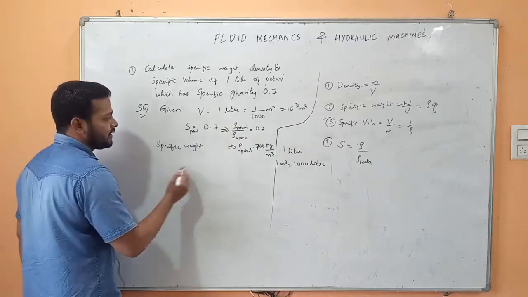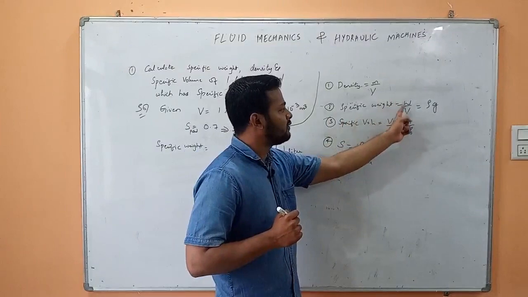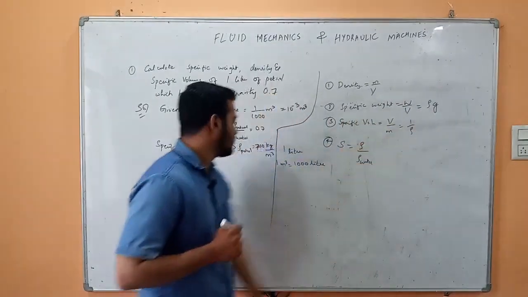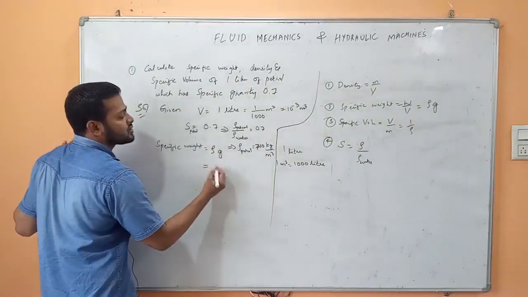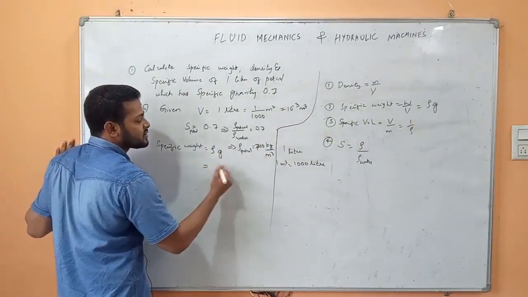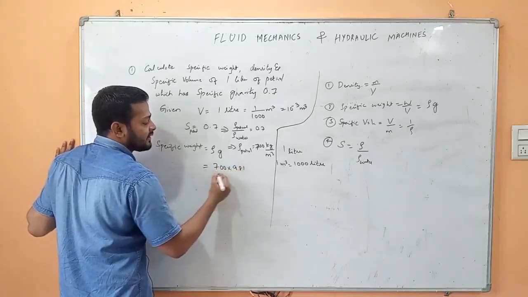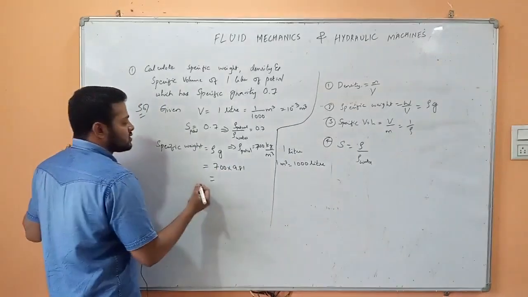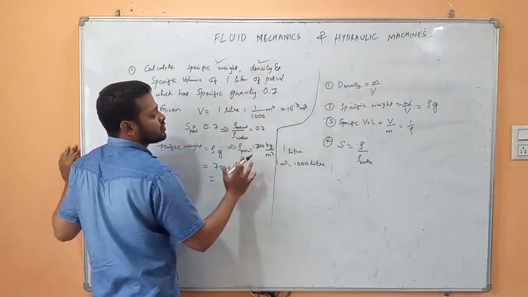Okay, so what are the two formulas of specific weight? Either W by V or rho into g. Since I have the value of rho, I will be using the formula rho into g. So rho of petrol is 700, into g, which is 9.81. Please find out this value in the calculator, you will get specific weight. Okay, so specific weight you got, density also you got.